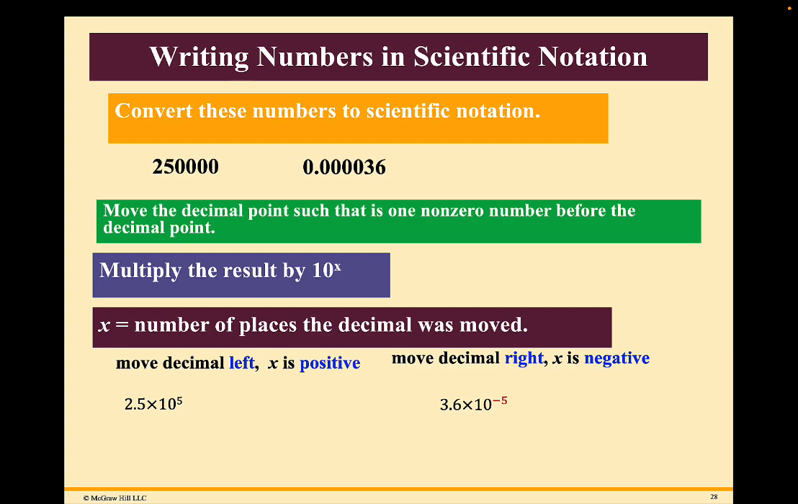If it's 10 to the negative 5, that means the decimal's moving in the opposite direction. So our answer is 3.6 times 10 to the negative 5. That 10 to the negative 5 indicates that we need to move the decimal 5 spaces to the left, and then that would recover our original value as well.